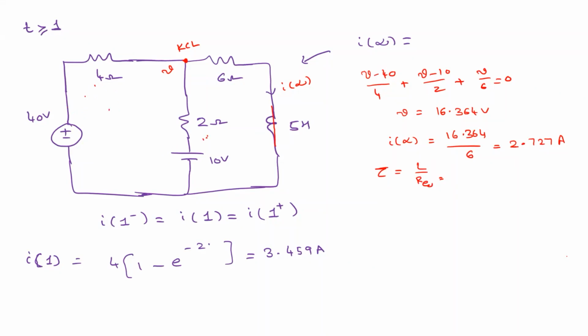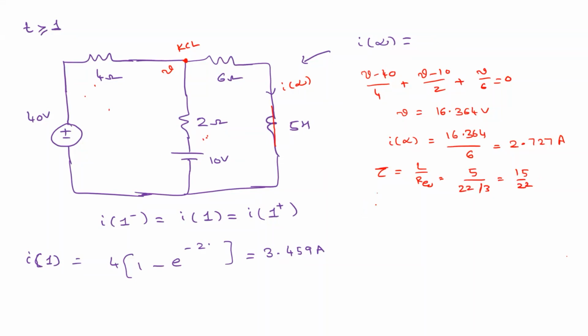4 by 3, sir. 4 by 3 plus 6. So what is the final value? So what is R equivalent? 22 by 3, 22 upon 3. So tau is L by R equivalent, which means 3 by 22 times 5, that is 15 by 22, so 0.68. Okay.